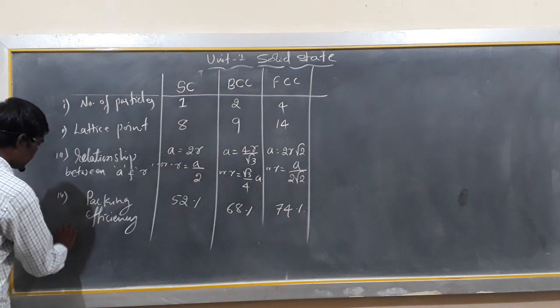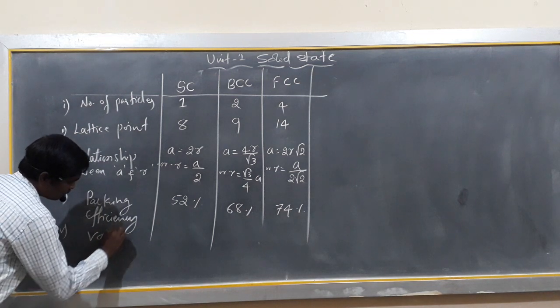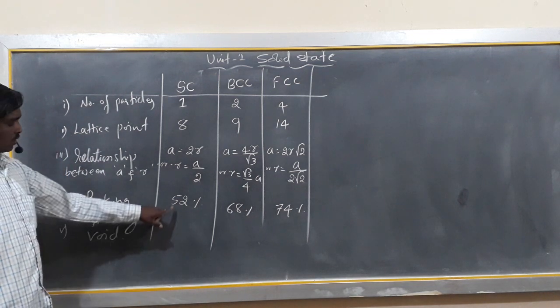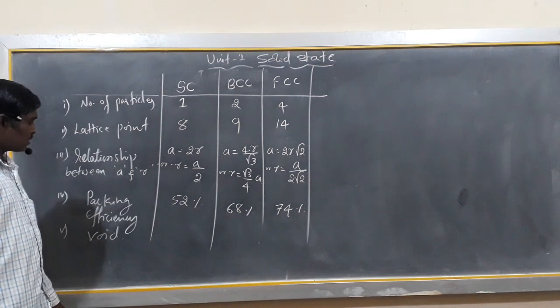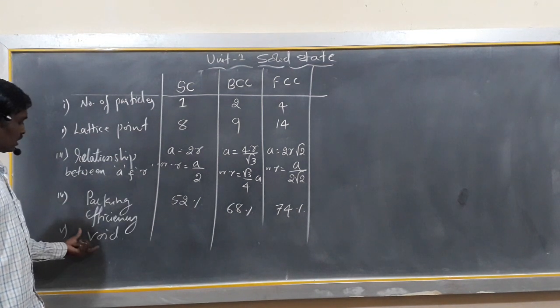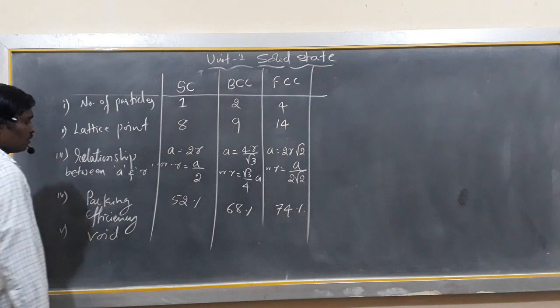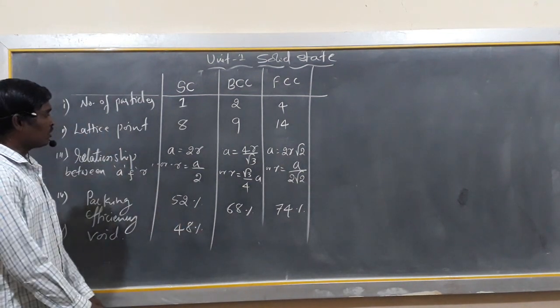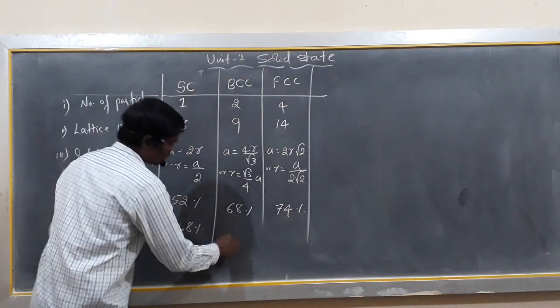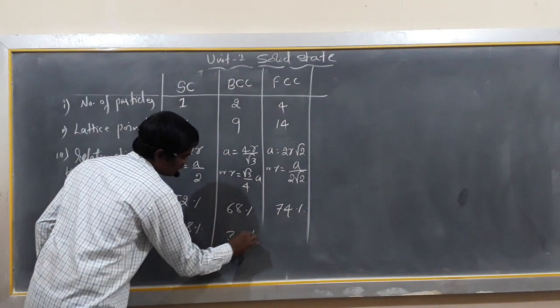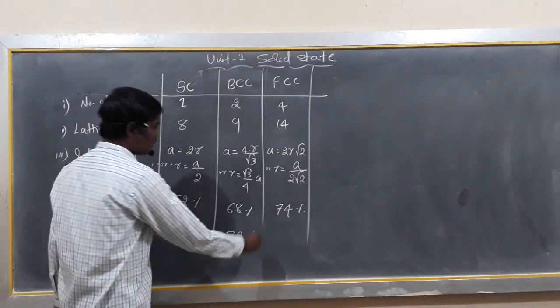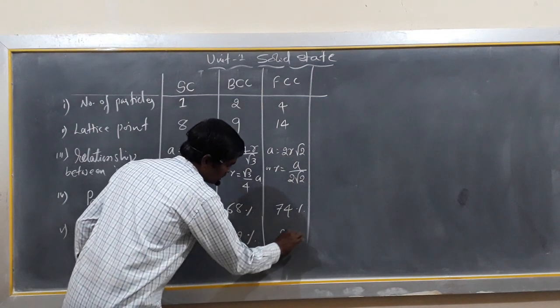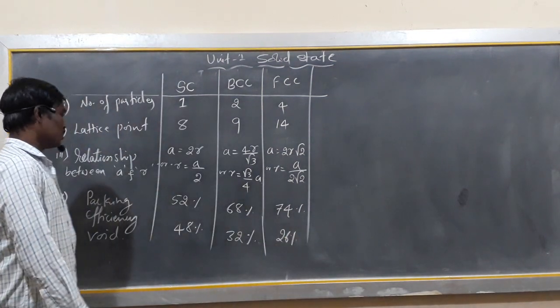And the next parameter is the void. Here, this is the space occupied by the particles, and the remaining is the empty space. That empty space we call a void. So the void here: 48% is the empty space in the simple cubic unit cell, 32% is the empty space in the BCC unit cell, and 26% is the empty space in the FCC unit cell.